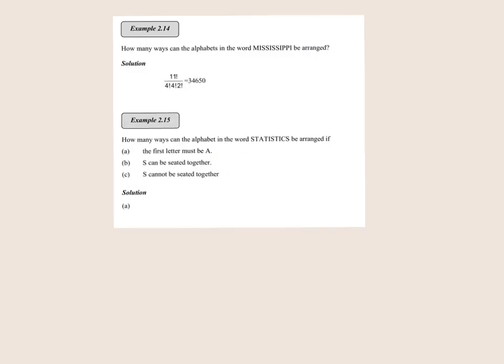For example 2.14, how many ways can the alphabets in the word Mississippi be arranged? You need to calculate first how many letters altogether in Mississippi. So in this case we have 11 factorial, and then you need to divide by 4, the first 4 is for I, the second 4 is for S, and the 2 is for P. Calculate it using a calculator, you are going to get 34650.